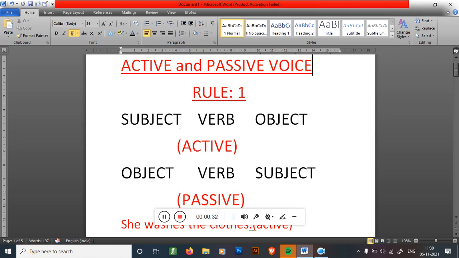In active, we have the structure of a sentence in this form: subject, verb, and object. But in passive voice, we change the structure of a sentence from subject to object. So, object will come at the first place, then verb, and subject will come at the end. So, in passive voice, object will come first, then verb, and then subject.